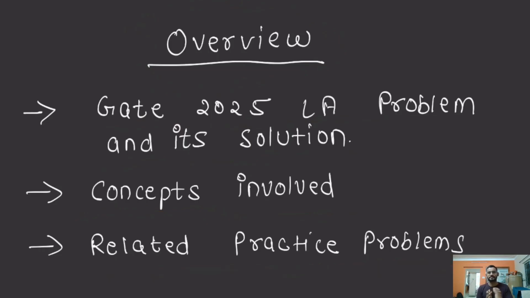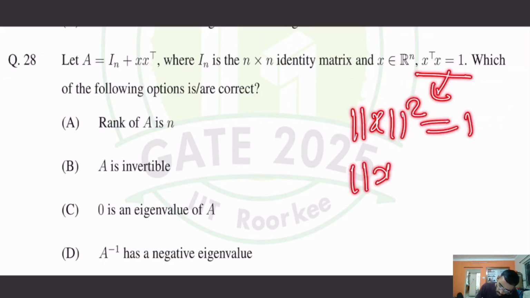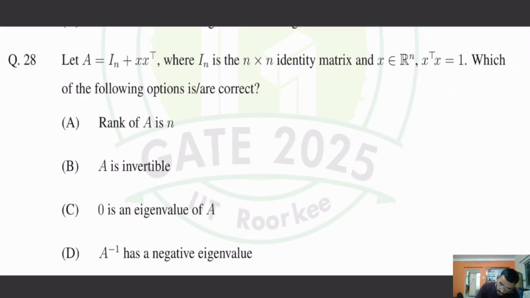So, let's begin. The problem statement is: let A be equal to In plus x into x transpose, where In is the n cross n identity matrix and x is an n-dimensional vector such that x transpose x is equal to 1, which means the norm of x squared is equal to 1. That is, the norm of x is equal to 1. We need to find which of the following options is or are correct: rank of A is n, A is invertible, 0 is an eigenvalue of A, inverse has negative eigenvalue.